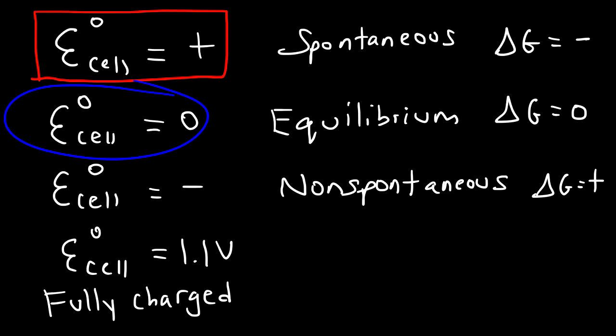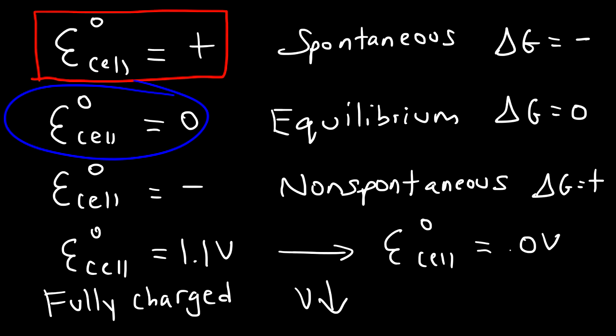Now, as you use up the battery's energy, the voltage or the cell potential will decrease. And so over time, the cell potential will gradually get lower and lower. It's going to be 1.0 volts, 0.9, 0.8, 0.7. Eventually, it's going to reach a state of equilibrium where the cell potential is 0. In this case, it's fully discharged. So basically, the battery is dead at this point. That's when you throw it away and you buy a new battery.